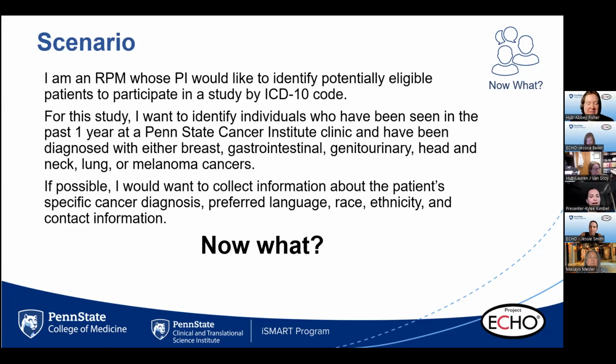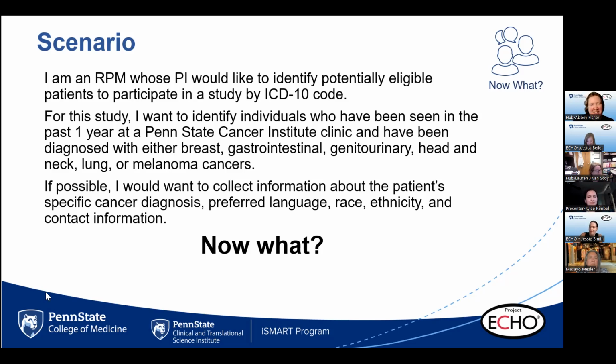Yes, thank you, Abby. So as I mentioned earlier, I do a lot of work with cancer patients. So that's where this scenario is based. Essentially, I'm an RPM whose PI, also LJ, would like to identify potentially eligible patients to participate in a study by ICD-10 code. So for this study, I want to identify individuals who have been seen in the past year at a Penn State Cancer Institute clinic and have been diagnosed with either breast, gastrointestinal, genitourinary, head and neck, lung, or melanoma cancers. If possible, I want to collect information about the patient's specific cancer diagnosis, preferred language, race, ethnicity, and contact information. And she wants to know, now what does she do?